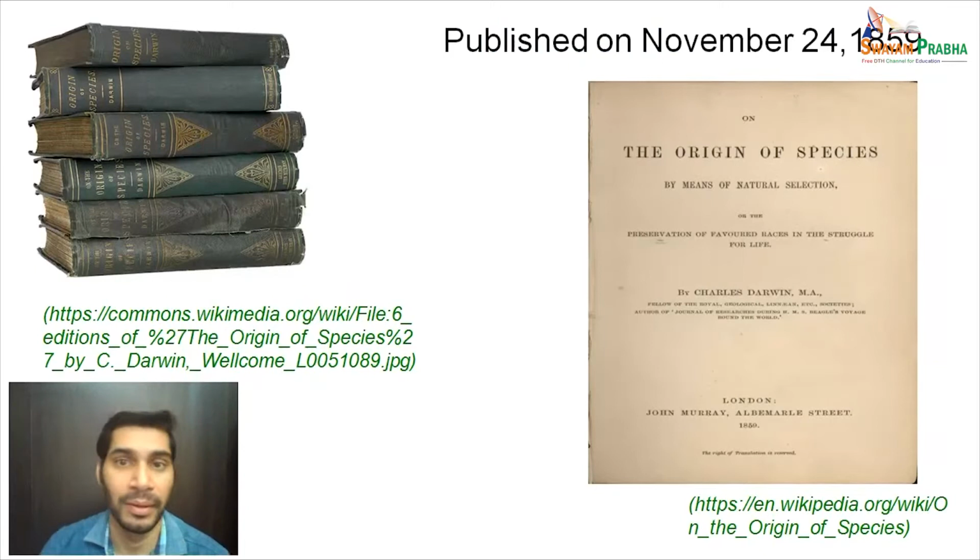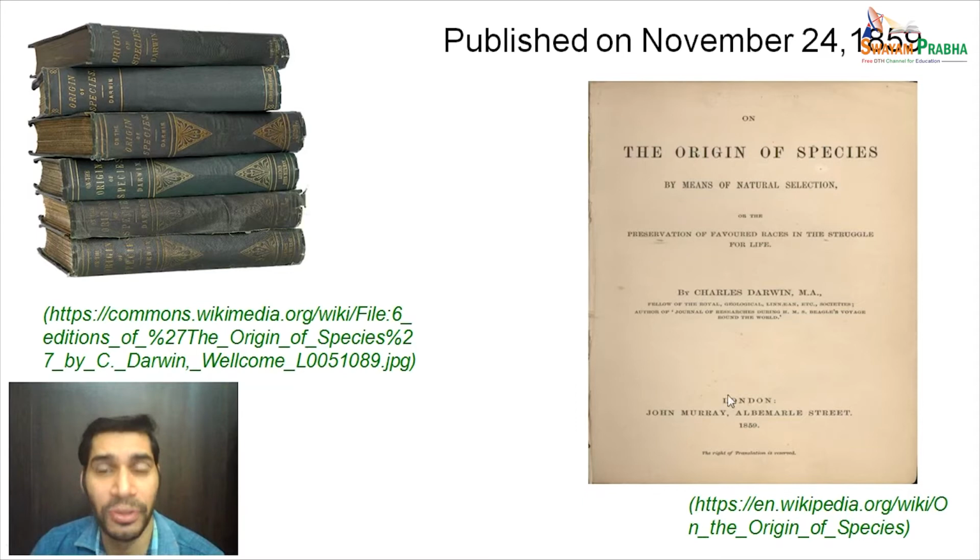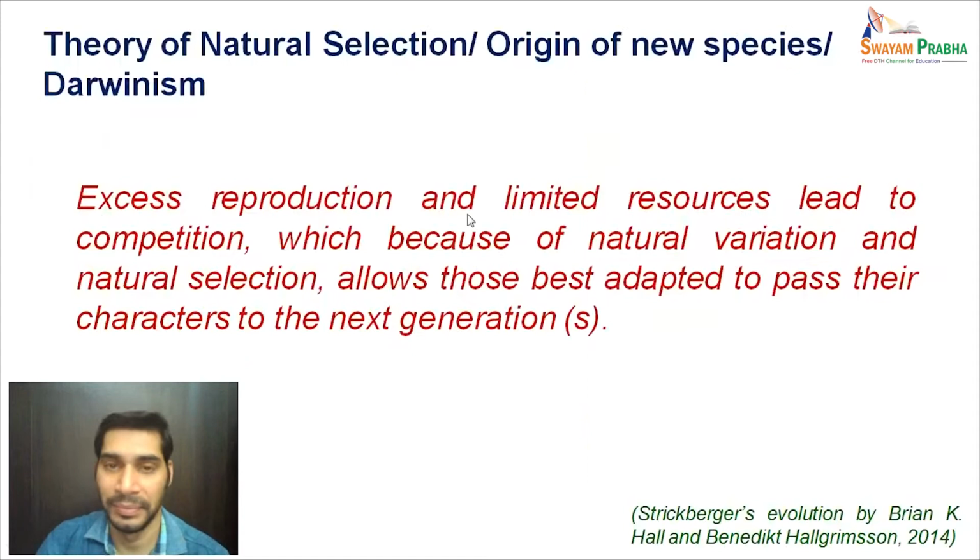Darwin published his book, The Origin of Species, which is the main book where he has talked about the origin of new species by natural selection, and there are a number of volumes. The first one was published on November 24, 1859.